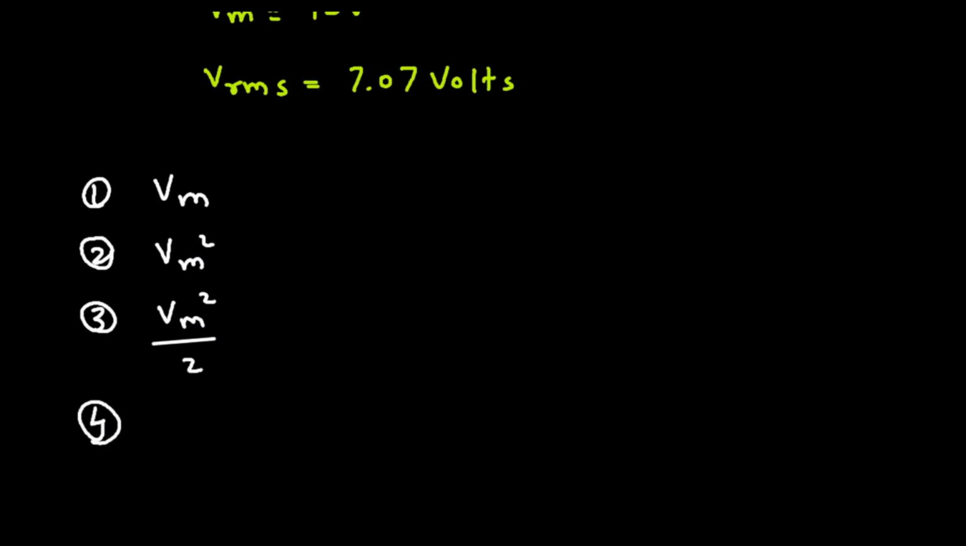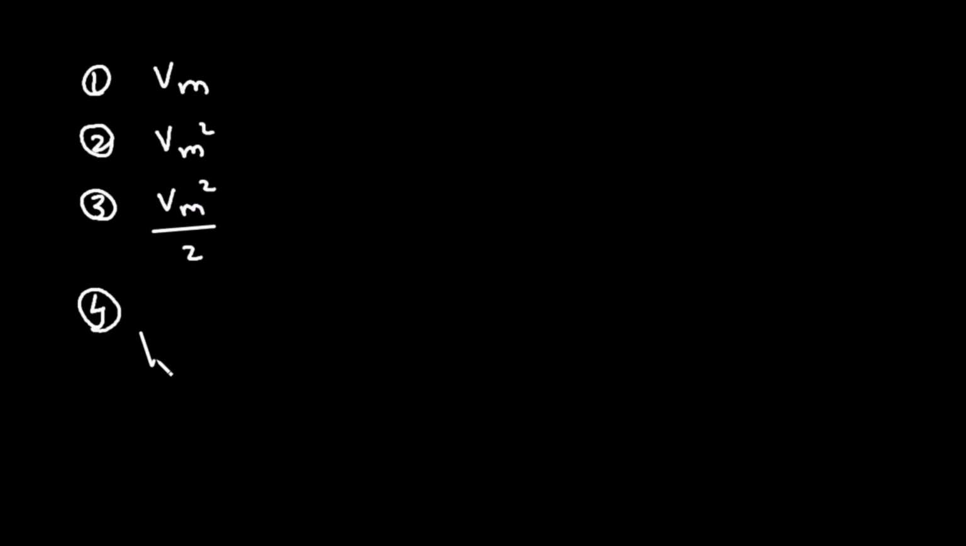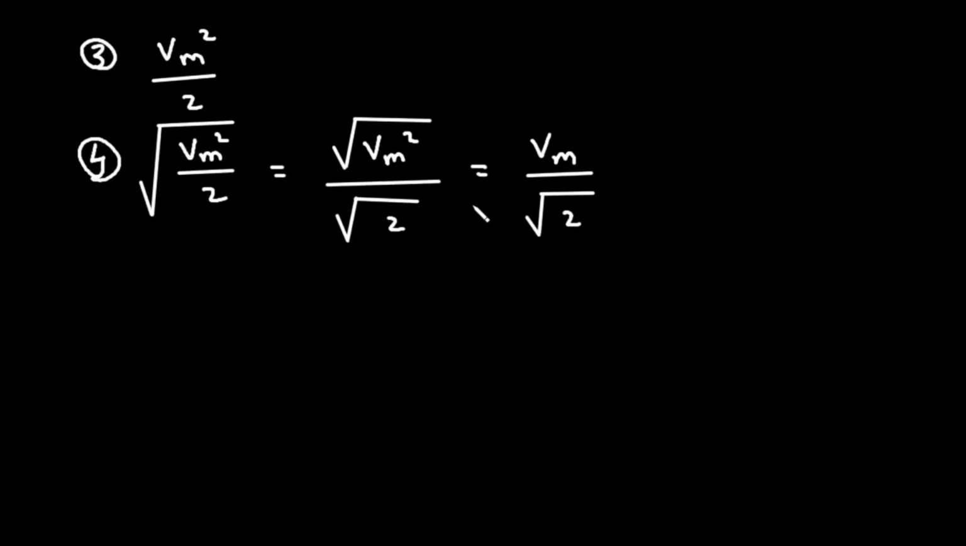Then in step number 4, we have taken its root. So it will be under root of Vm square divided by 2. Now if we simplify this, it will be under root of Vm square divided by under root of 2. Now this square and this square root will get cancelled. So it will be simply Vm divided by root 2. This is the final relationship. So here we can write VRMS is equal to Vm divided by root 2.